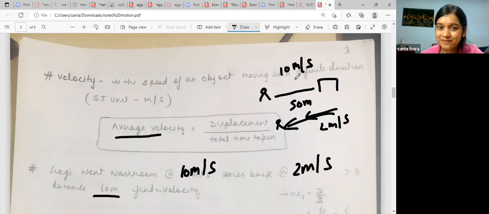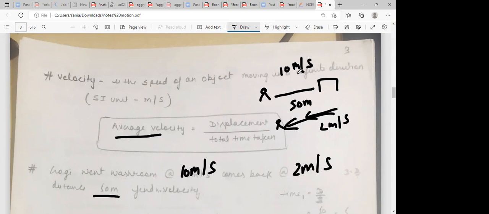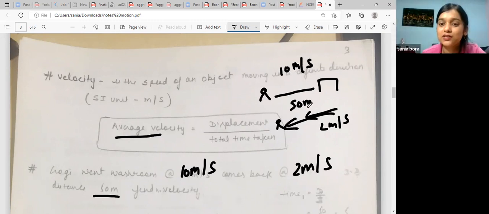You have time? This 10 meter per second is what? Tell me. For example, if I ask you, Justine, how much time you took to come to school from your home, you will say, ma'am, 10 meter per second. Or you will say, ma'am, 2 hours, 3 hours, 5 hours, like this. It's distance. This is distance? Yes. Oh, velocity. Then what is this?